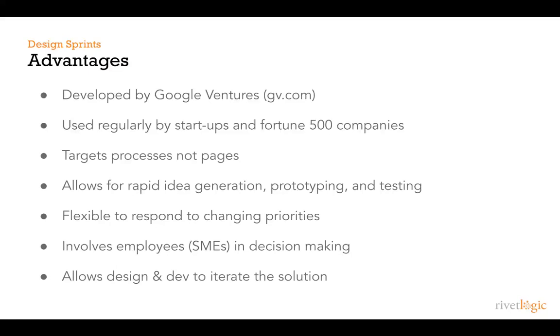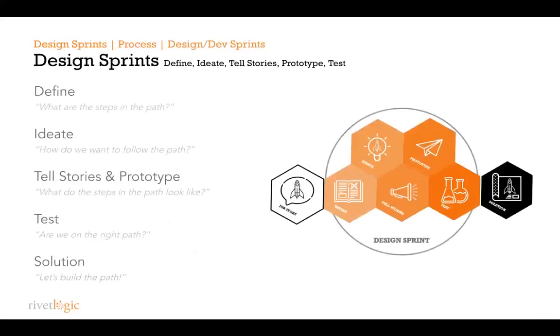So the design sprint over the two-week period looks like this. It's an iterative process. So again, we might go through define, ideate, tell stories, prototype, and test all in one sequence, but we always have the freedom to go back. If during our prototype we find that we had missed something or we got something wrong, we can go back to the definition phase and come up with new ideas, tell new stories, and then bring that back into the prototype before we test again.